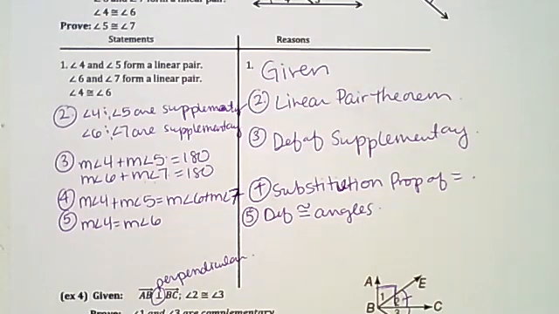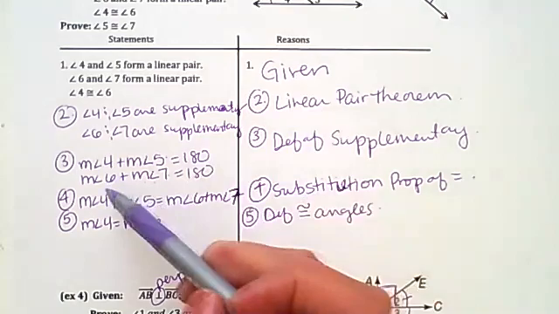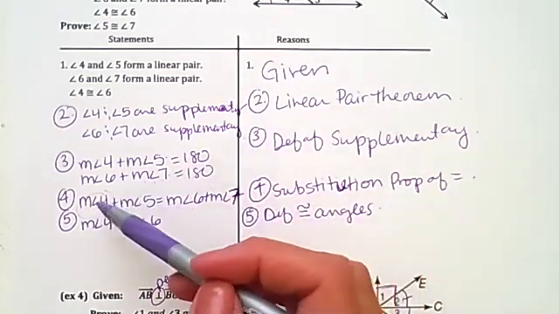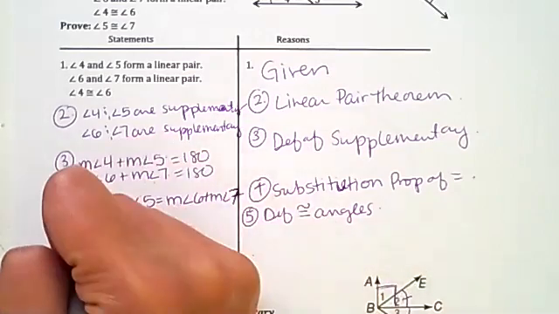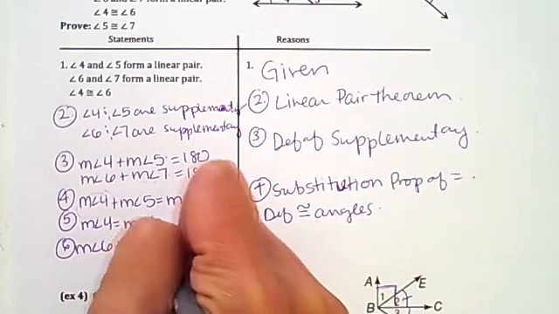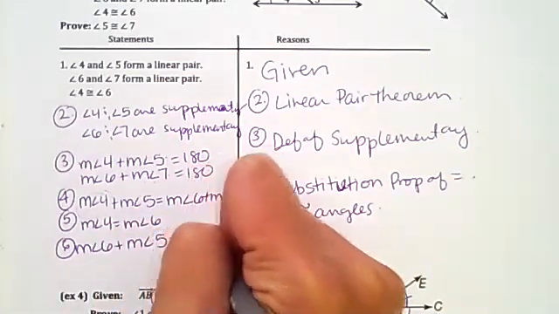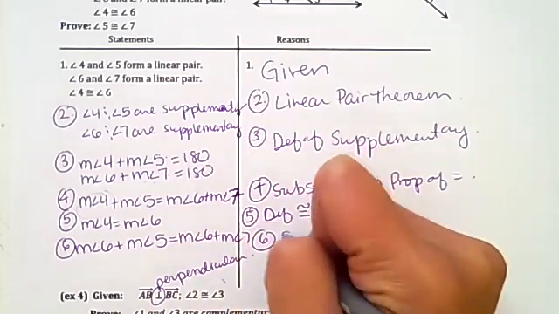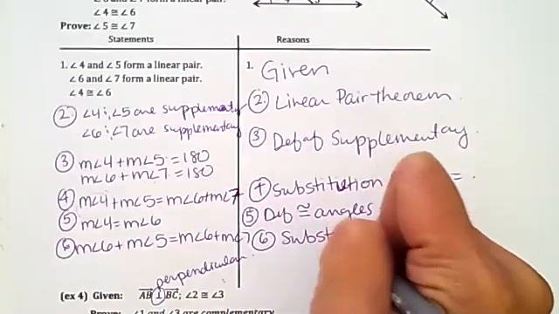I wish I didn't write perpendicular right here because I really need that space. Now that I switched to the measure form, I'm going to substitute. I could either replace 4 with 6 or 6 with 4. It doesn't really matter. I'm going to replace 4 with 6. So we're going to have measure of angle 6 plus measure of angle 5 equals measure of angle 6 plus measure of angle 7. And that's substitution. Sorry, this is going to get messy in a second.